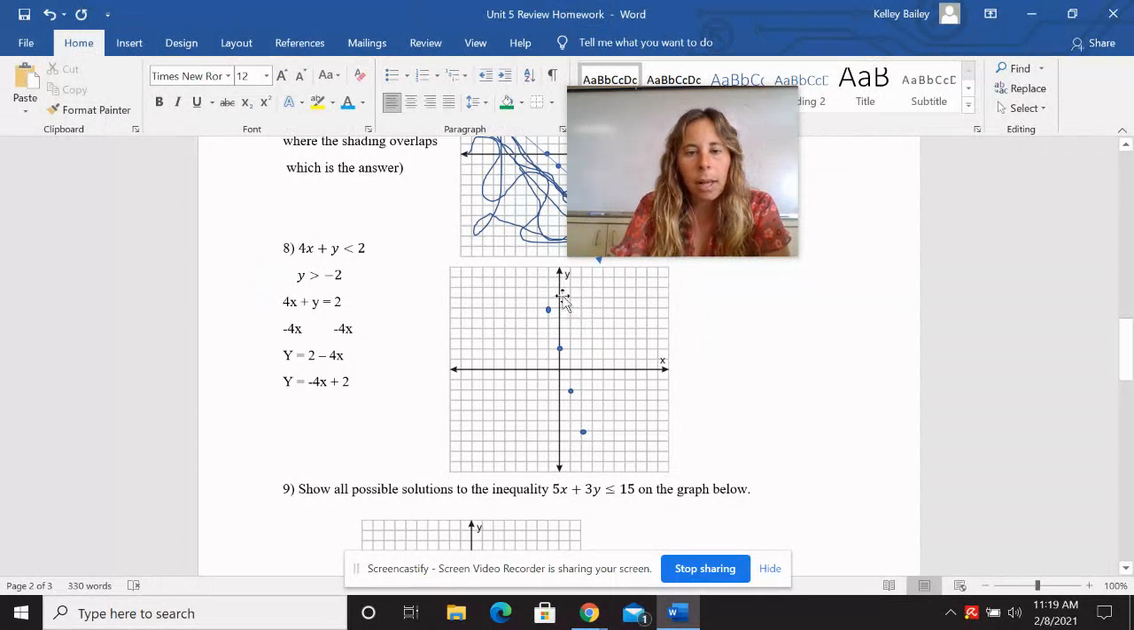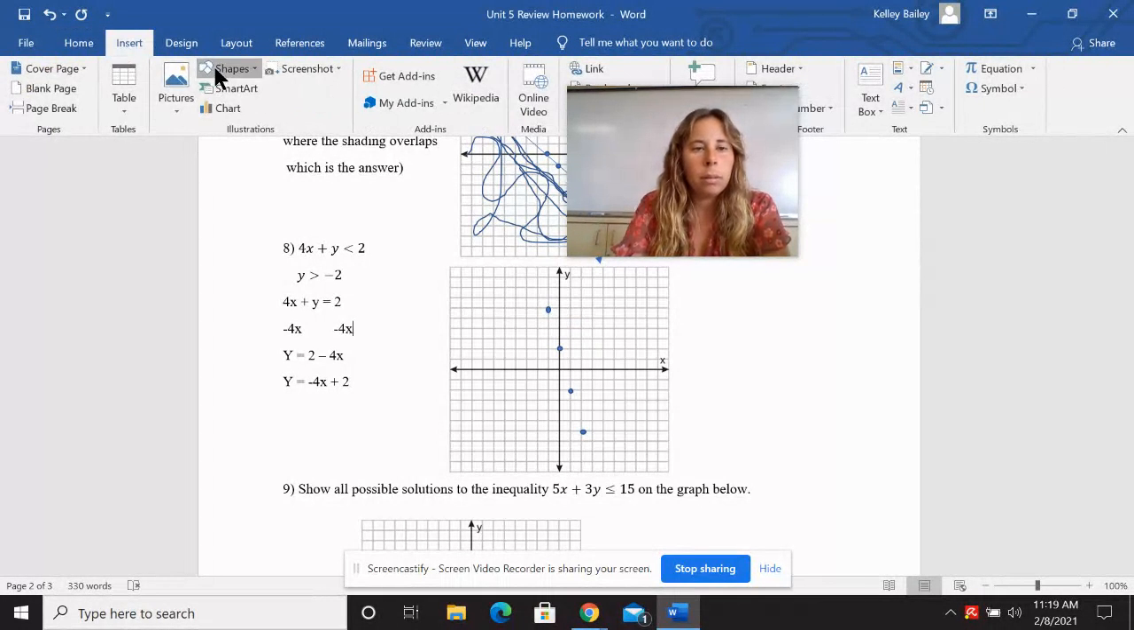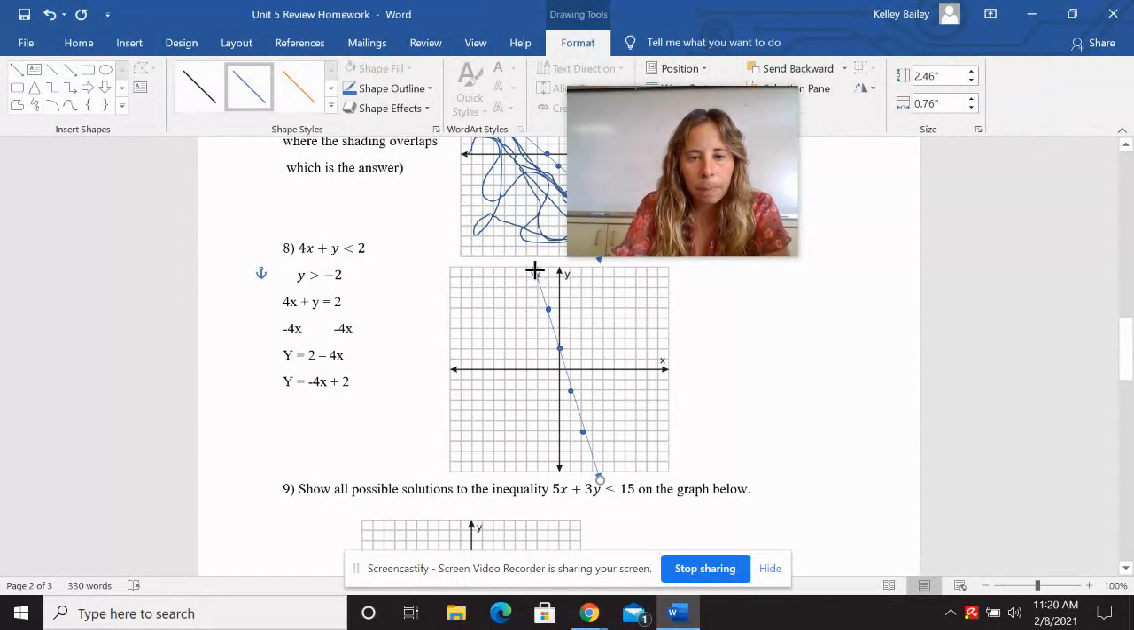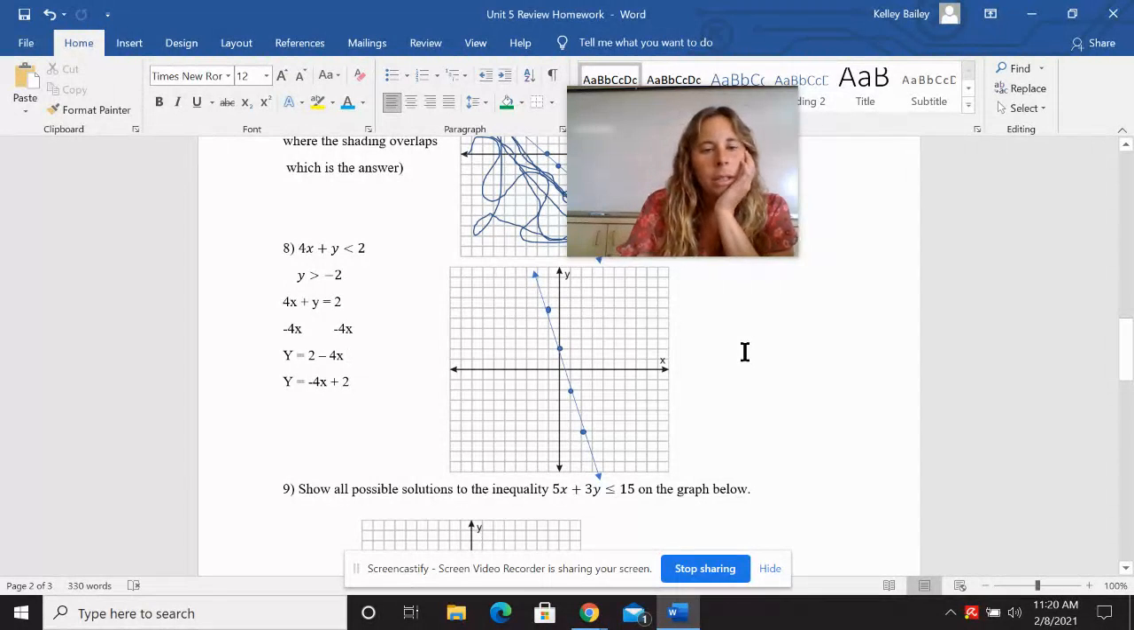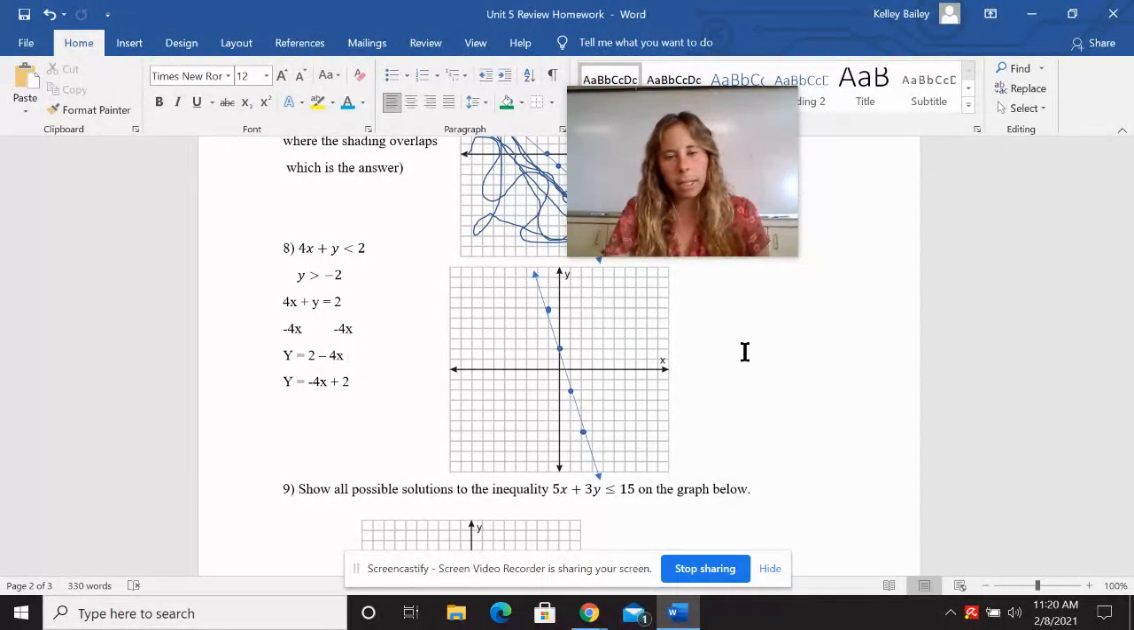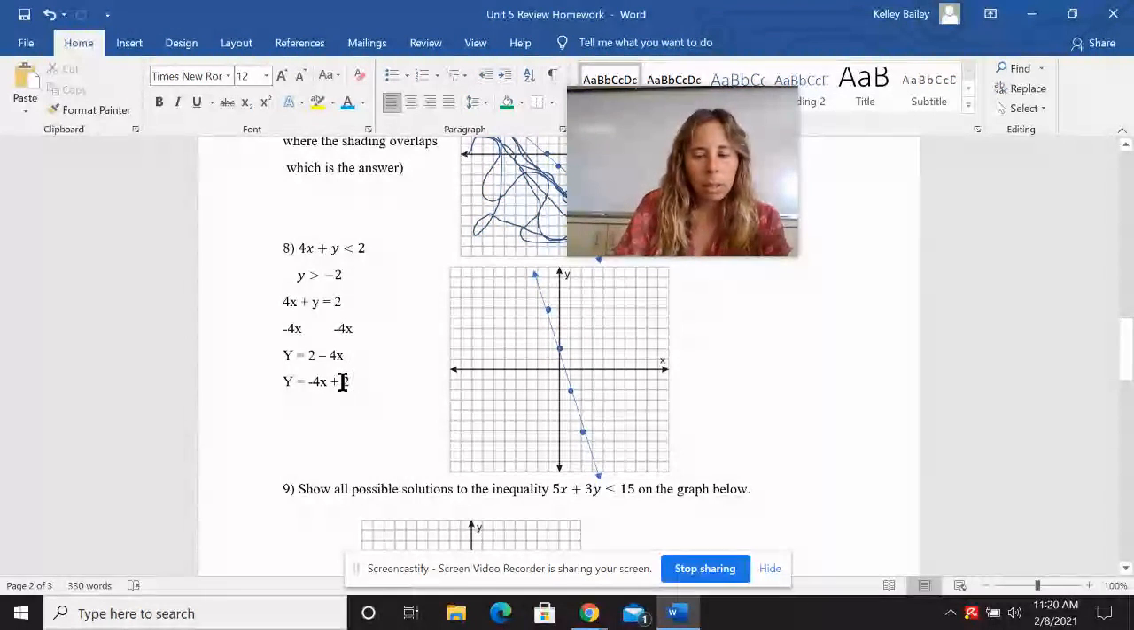All right, so there's this line. Let me connect them. Somewhat connect them. We'll see how straight this is. That's pretty good. Okay, so there's my first line. So let's figure out where to shade. Once again, I'm going to use the point 0, 0 because it's not on the line. Let me get rid of some of this stuff now.